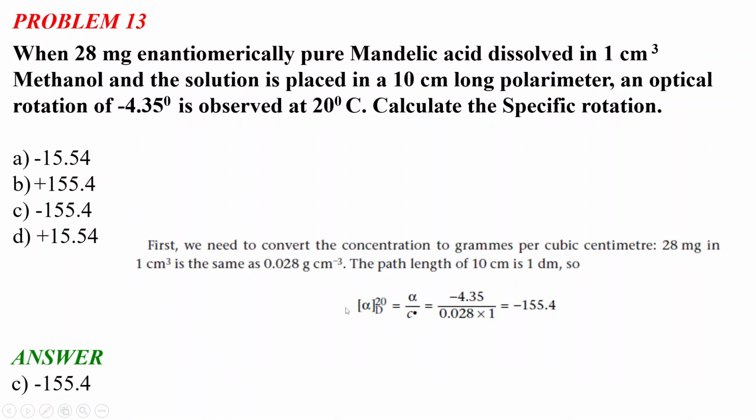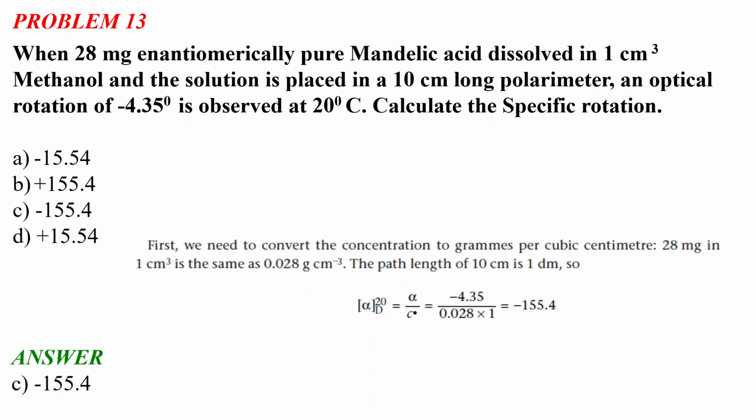So this is the solution. Like I have said, you have to take care of the units very carefully. First we need to convert the concentration to grams per cc. We have 28 milligram in 1 cc, which means 0.028 gram per cc, and the path length is 10 centimeter, which means 1 decimeter.